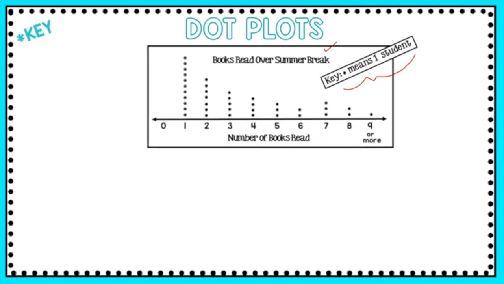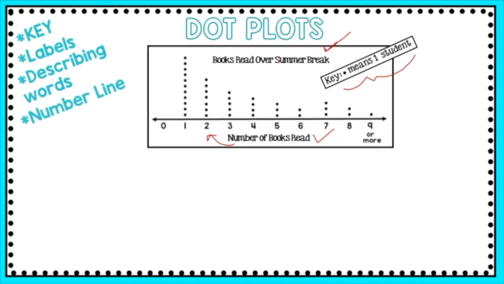The other parts of the graph that you really need to pay attention to are the labels. So I see that my books read over summer break is my title. Number of books read at the bottom is a label, and that's telling me that these numbers represent the number of books read. The describing words, pay attention to those.